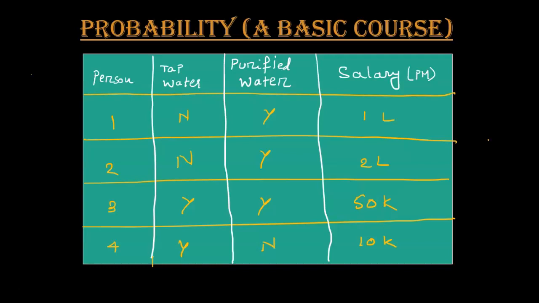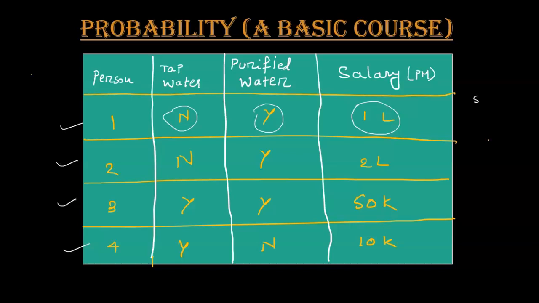So the first example is there are four persons, person 1, 2, 3 and 4. Okay, what they are doing is they are drinking tap water. So the first person is not drinking tap water but drinking purified water, and his or her salary is 1 lakh. Okay, similarly you can read the data of person 2, 3 and 4. So what are the conclusions that you can draw from here?